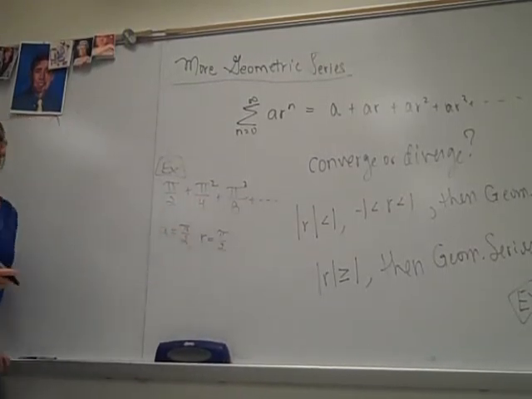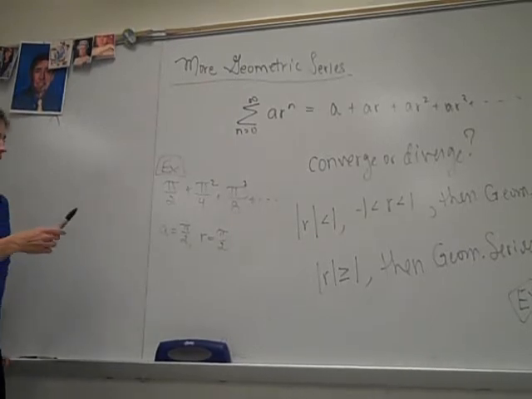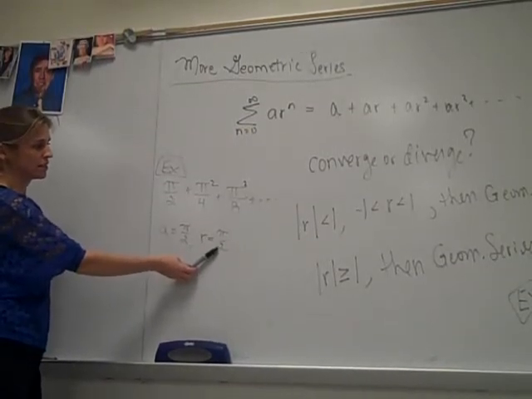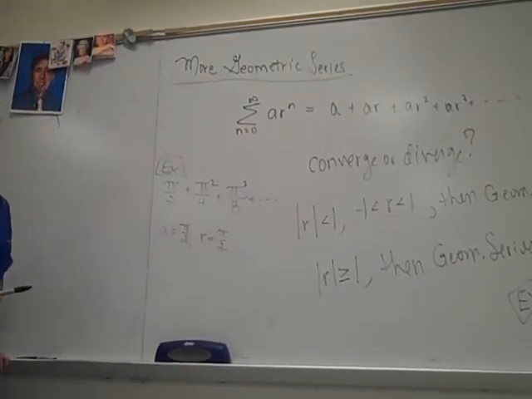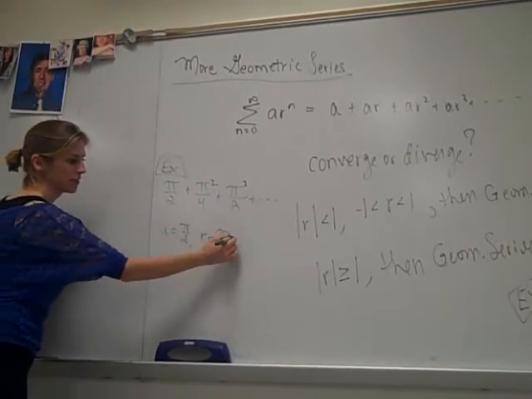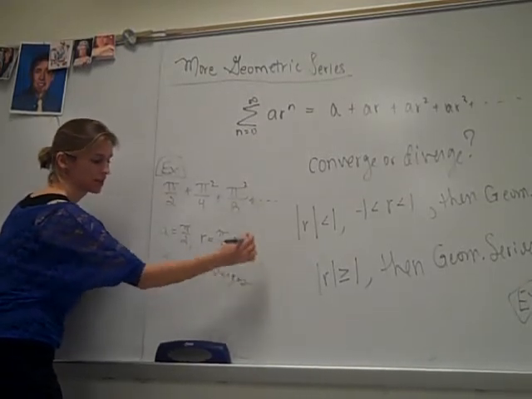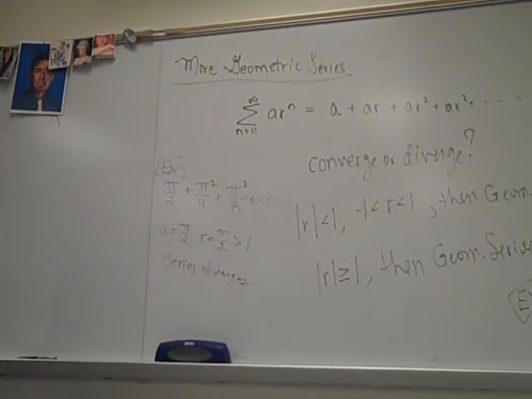Is R between -1 and 1? Nope. So it diverges. Once R is bigger than 1 or less than -1, then the series diverges. And that's all you've got to do. This is bigger than 1, so the series diverges. Done. So take a look at R and make sure that you do that before you go plugging it into the formula, because the sum does not exist.